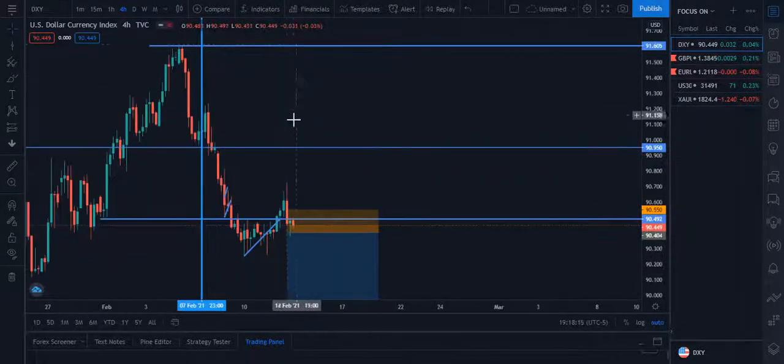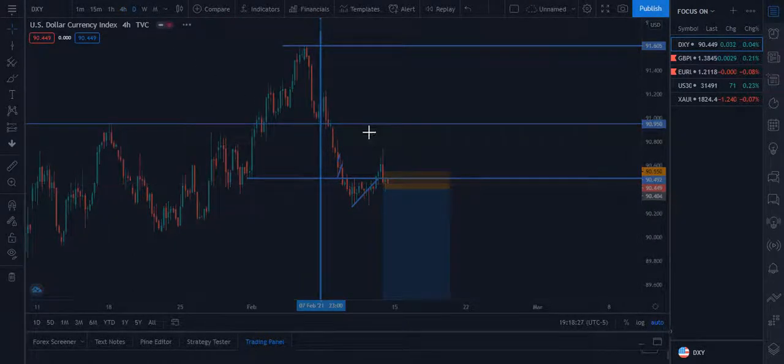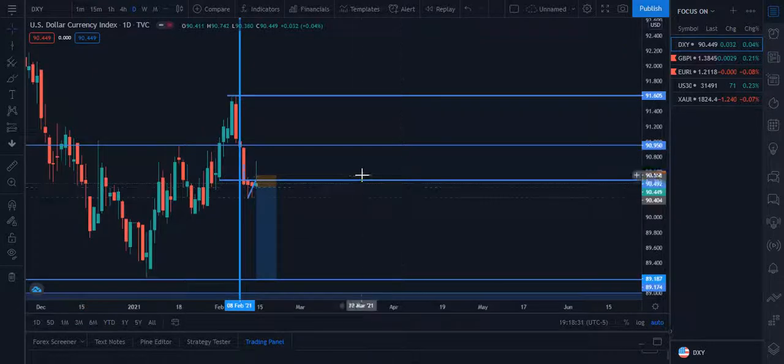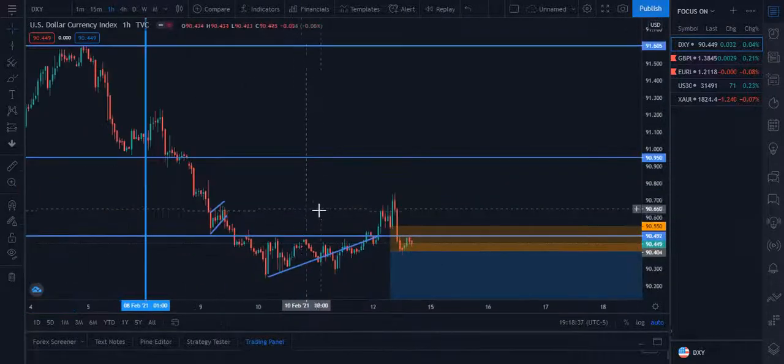So without wasting any further time, I'm going to start with the bias on the DXY USD dollar index, which I said could test the support level of 90,492. Let's go to it right now. 90,492, this level right here. Let's just go to the small time frame now that I can see it properly. 90,492, which it did. It came here and it tested it.